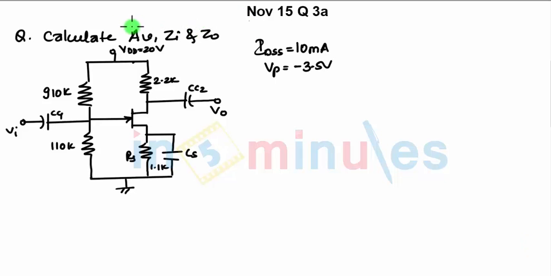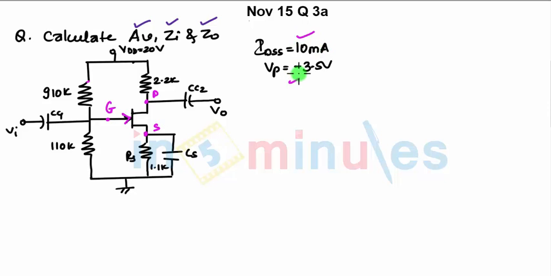Mumbai University problem asked to find the voltage gain, input impedance and output impedance. Given is a potential divider biasing circuit, N channel JFET. This is your gate, drain and source. IDSS and VP are given in the question.